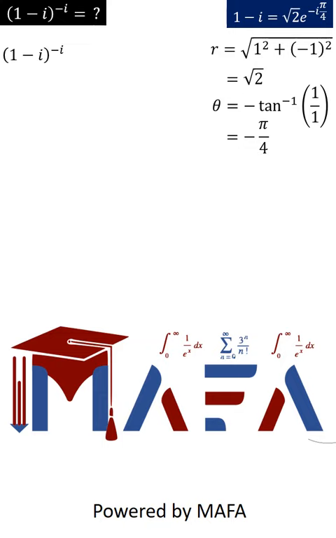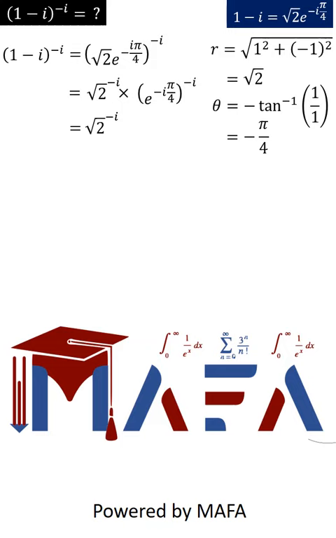Now if I raise both sides to the negative i, I get root 2 e raised to the power negative i pi on 4, all to the negative i. By so doing, we raise each component to the negative i. So we have root 2 to the negative i times e raised to the power negative i pi on 4 to the negative i. The first component stays the same, and for the second component we need to multiply the powers, since it's indices. Multiplying the powers, we just get e raised to the power i squared times pi on 4, where i squared is negative 1, so we have e raised to the power negative pi on 4.